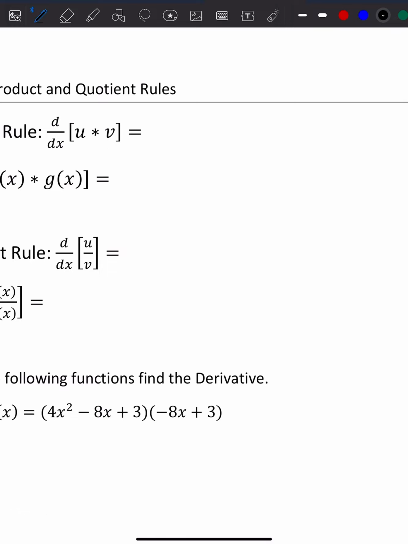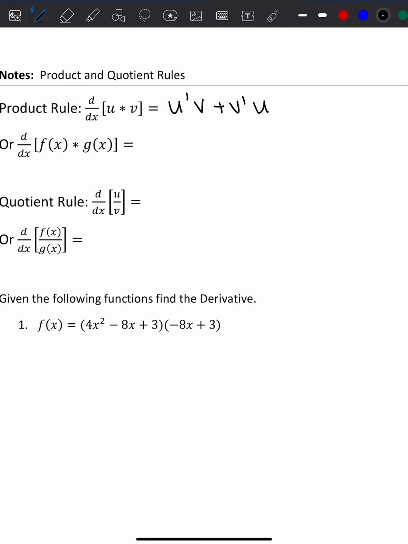So product rule, we have u prime times v plus v prime times u. So we just need to know the derivative of one function multiplied by the original of the other, added to our opposites. So if I were to do this as f of x and g of x, we have f prime of x times g of x plus g prime of x times f of x. Some people even flip it around, so f is always first: f prime of x, g of x, f of x, g prime of x.